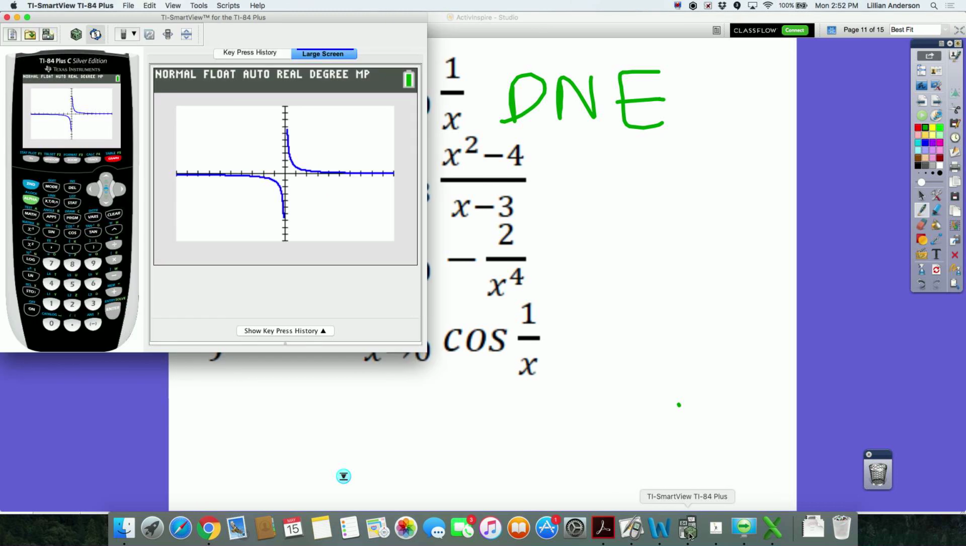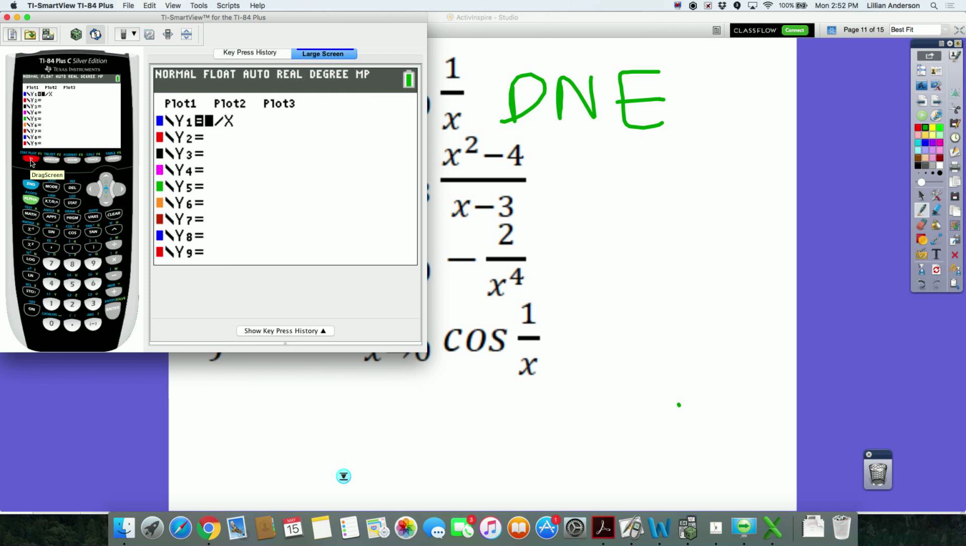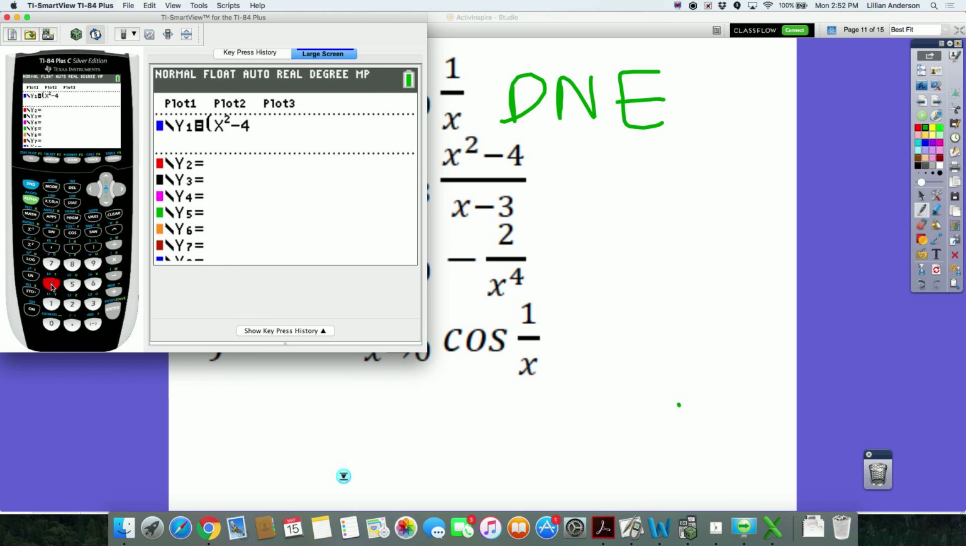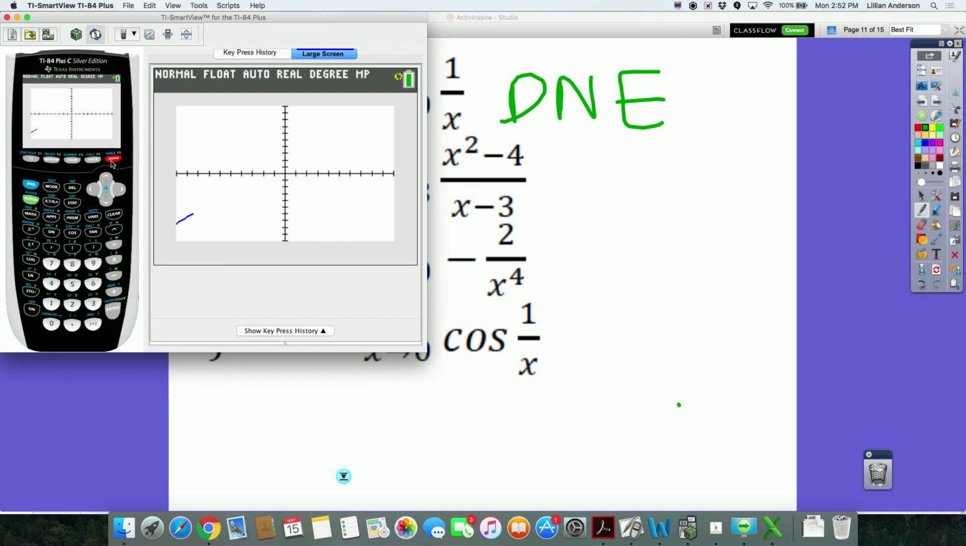Let's look at the next one. For those who made it this far, did you remember to include your parentheses? Yes. Good. So I have x squared minus 4 over x minus 3. I'm going to look at the graph first just to see if I can tell what it is before I actually look at my table. As x approaches what number? As x approaches 3.